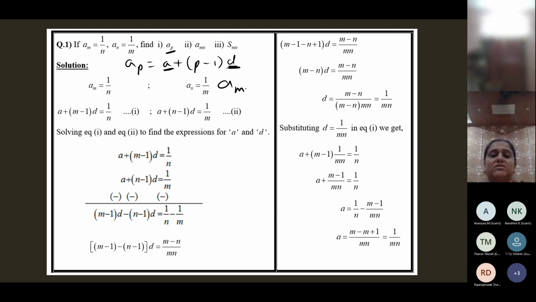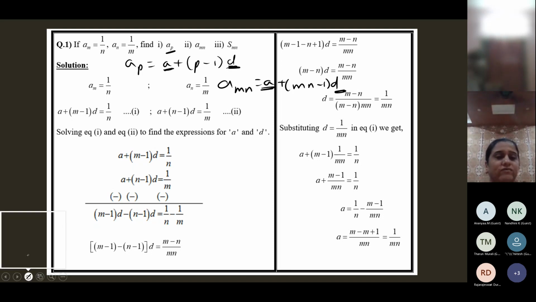How do you find the mnth term? The mnth term is A plus mn minus 1 into D. So substitute the expressions for A and D. We have found A as 1 by mn. Mn minus 1 will be mn minus 1. Substitute the expressions for A and D and find the mnth term.